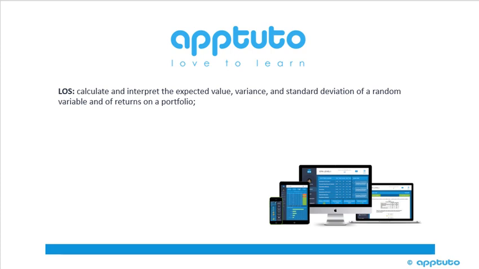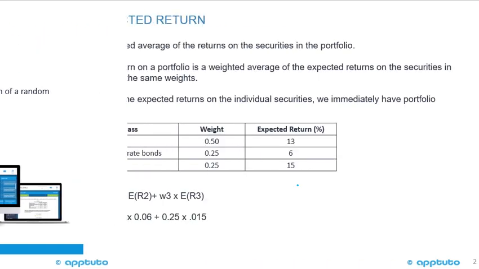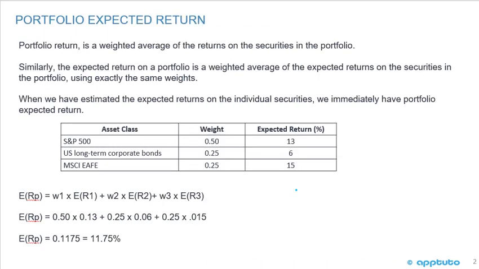This LOS is calculate and interpret the expected value, variance, and standard deviation of a random variable and of returns on a portfolio. Portfolio expected return. Portfolio return is a weighted average of the returns on the securities in the portfolio. So it's easy, we're just doing a weighted average calculation.